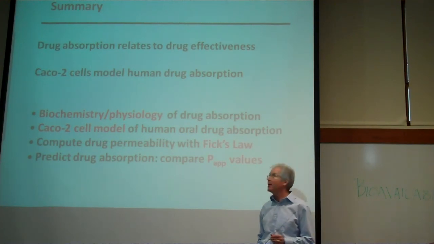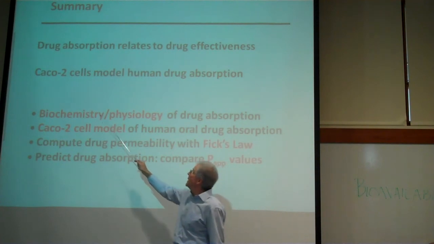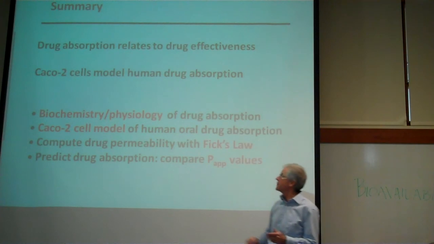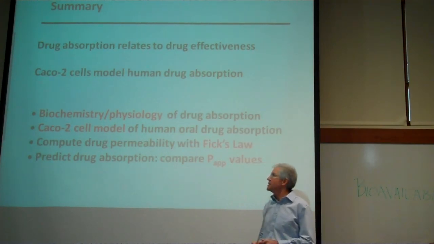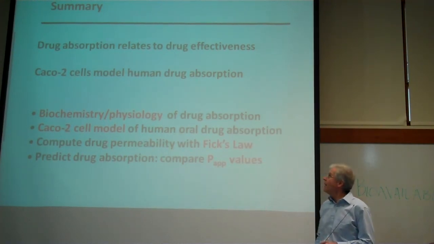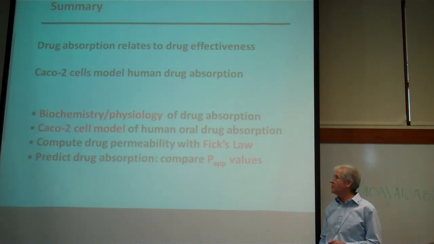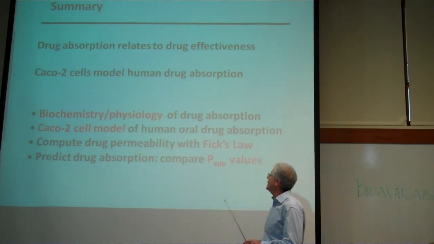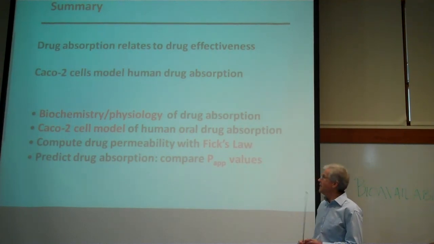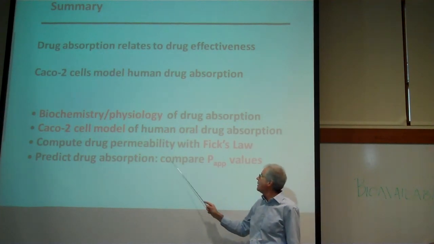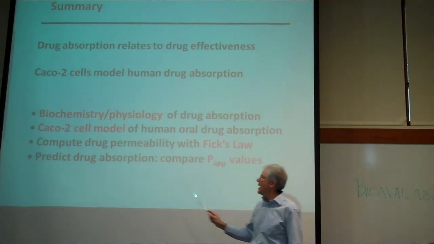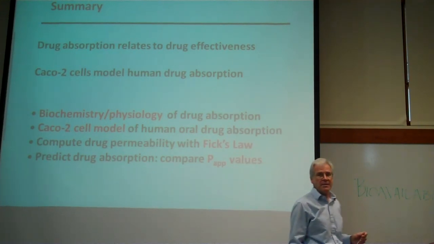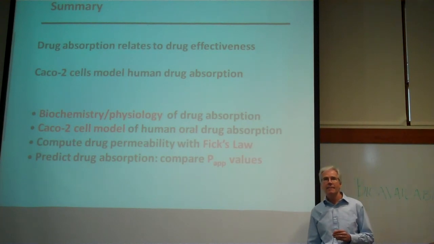And the important points I want you to come away with are to be able to identify the biochemical and physiological processes involved in drug absorption, to describe the characteristics that make the CACO2 cell model valuable for predicting human oral drug absorption, to be able to take experimental data and compute drug permeability using Fick's law of diffusion, and then lastly, to be able to compare permeability coefficient values and then predict drug absorption of one drug relative to another based on those permeability coefficient values. Any questions?